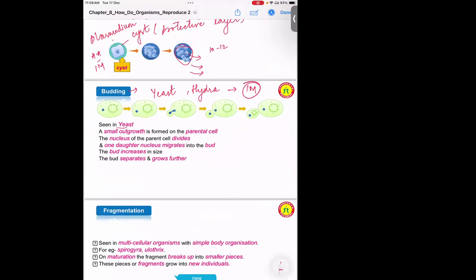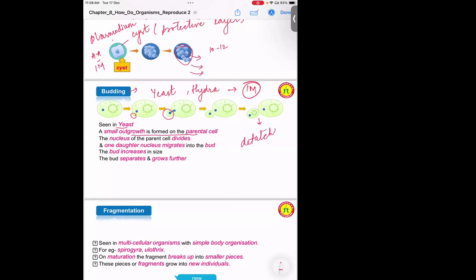It is seen in the yeast, and what happens here is that a small outgrowth is formed from the parent cell. So you can see here, slowly this outgrowth is coming. And once this outgrowth is formed, the nucleus of the parent cell will start moving towards the bud part of it. And then again, the same cytoplasm formation will be there. Cytoplasm will divide, and then ultimately, when the conditions are favorable, the parent and the daughter cells will get detached from each other, and then they start growing individually.